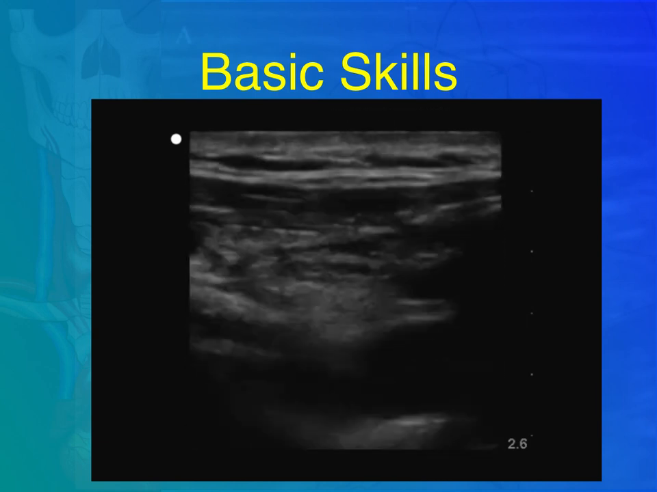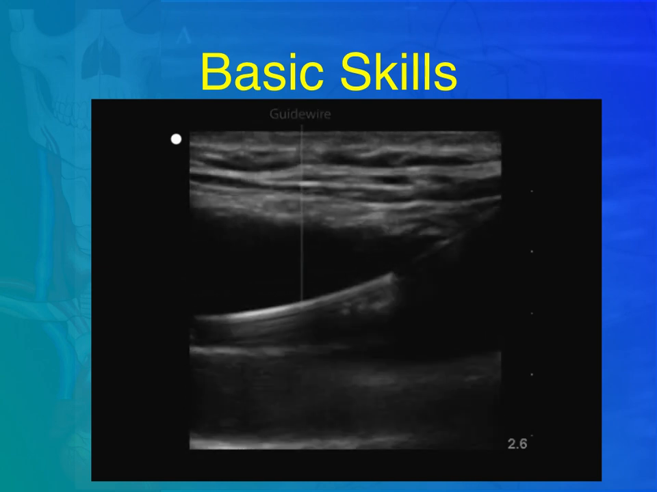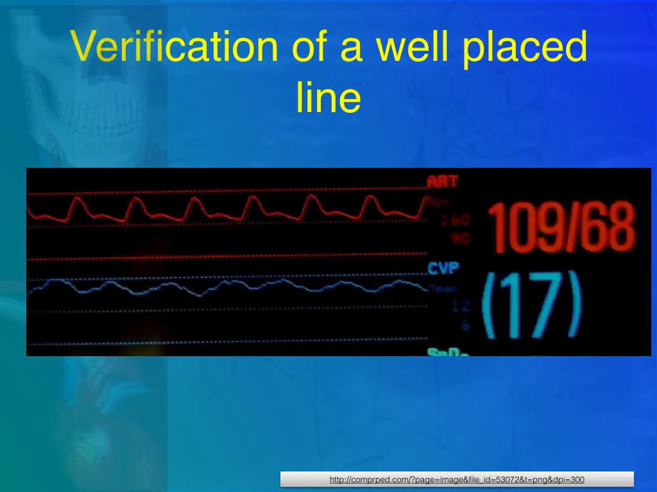So here we see a catheter inside the vein. You see the catheter, yes. Here we see the guide wire. And for verification of a well-placed line, there are many ways. You can do an arterial blood gas and check the PaO2 there. You can see also if they're connected to an arterial monitor. And of course, be sure that you place the catheter with the ultrasound and take a picture of that.